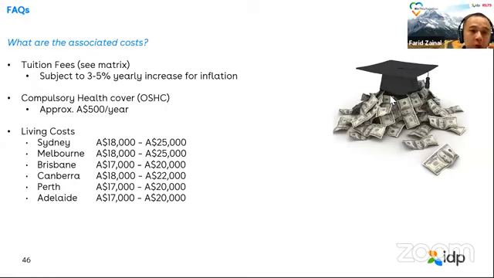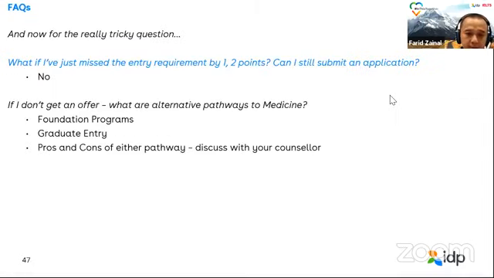Following on is the living cost with regards to the different cities. Of course, if you notice, usually the more expensive cities to live in are Sydney and Melbourne, ranging from 18,000 to 25,000. And then they range downwards to other cities: Brisbane, Canberra, Perth, and Adelaide. So this is something that you may want to look at when selecting the universities.